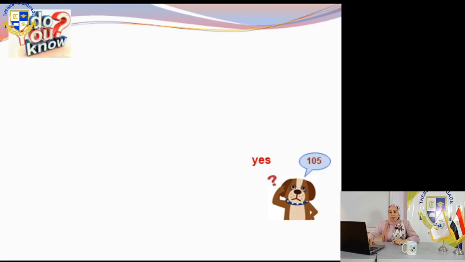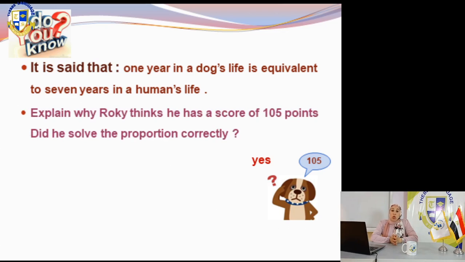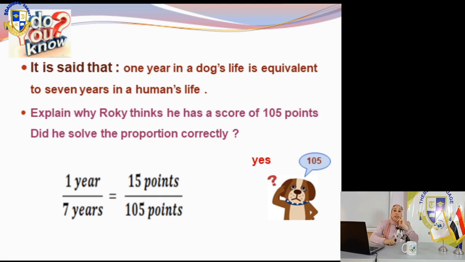Okay, let's see an example to understand. It is said that 1 year in a dog's life is equivalent to 7 years in human's life. So if you have a dog and its name is Rocky. Rocky has 15 years. So he thinks that he has 105 years equal to the human's years. Is he right or not? Think about it.